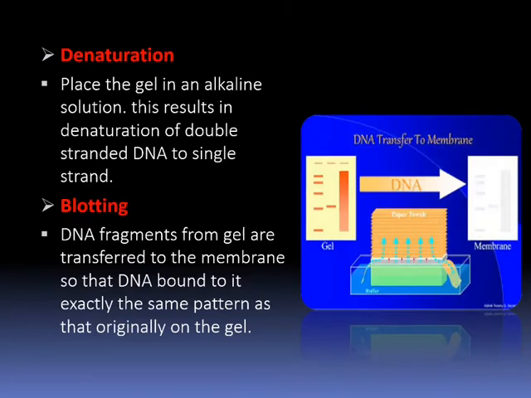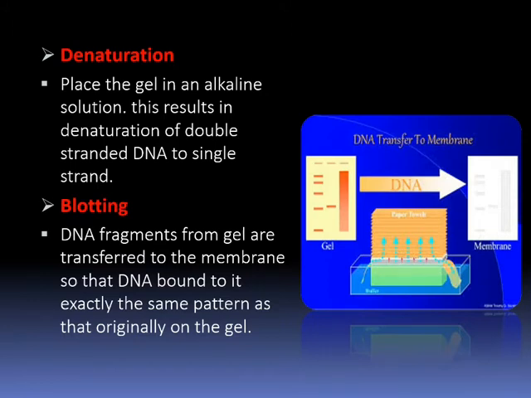Denaturation. Place this gel into an alkaline solution. Why? Because it results in the denaturation of double-strand DNA into single strand. Why do we have to separate the DNA strands? Because, as we have already discussed, we have prepared a probe which is complementary to the target DNA you want to identify. If it is double stranded, the probe is not going to bind at all. When you have separated the strands, it can bind to the particular complementary copy of the target DNA. So that is the basic mechanism behind this.